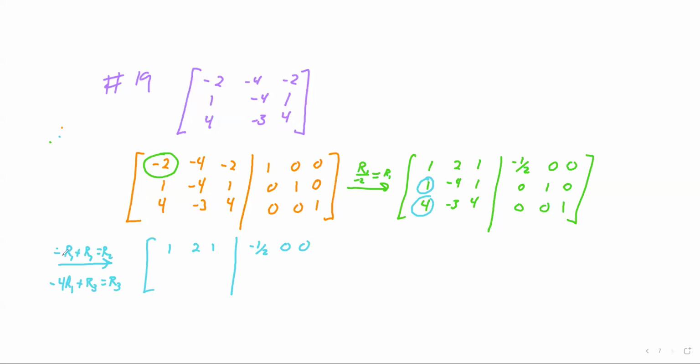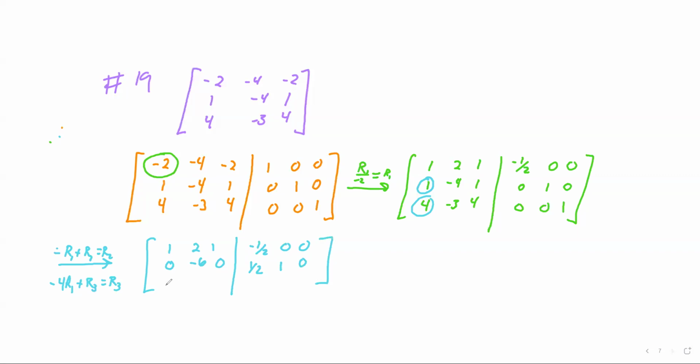And then when I do this, so the first step, -1 plus 1 gives me 0. -2 plus -4 gives me -6. -1 plus 1 actually gives me 0. -1/2 would be +1/2 plus 0 would be +1/2. 0 plus 1 would be 1. 0 plus 0 would give me 0.